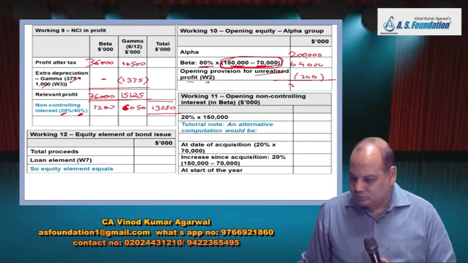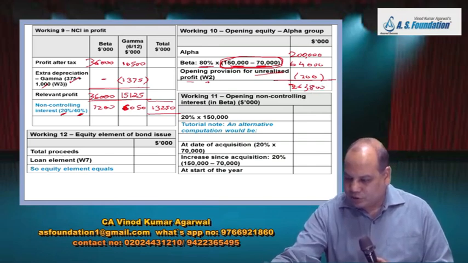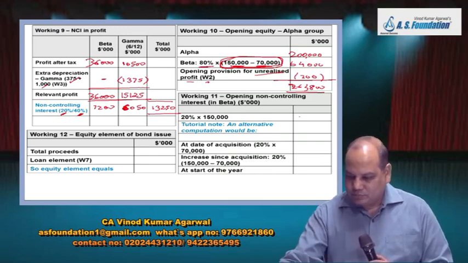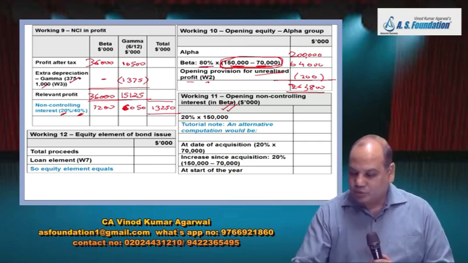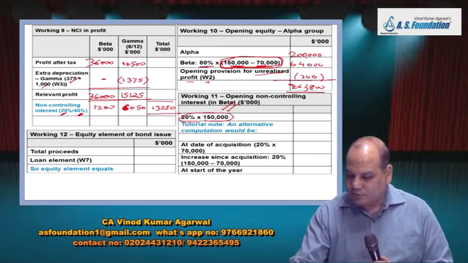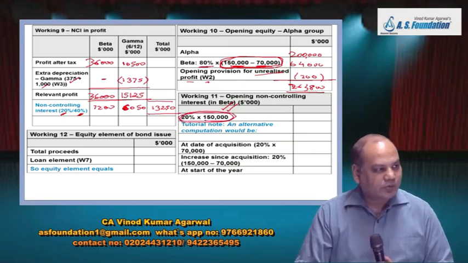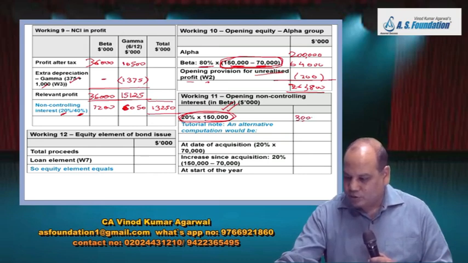So now tell me this figure. 263,800. Wait a minute, come to working note 11 below. Opening NCI in Beta. What is the method you are using? Proportionate share in net asset. Opening net asset is 150. Can I take directly 20% of that? Say yes. 30,000.